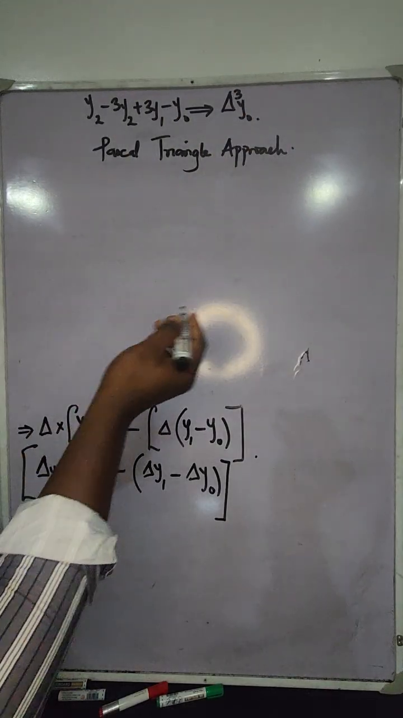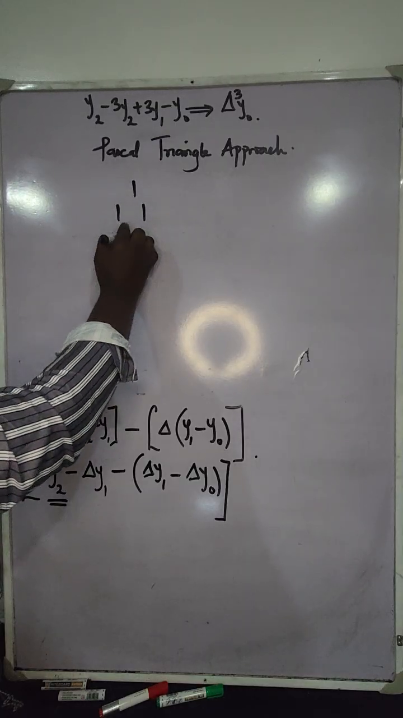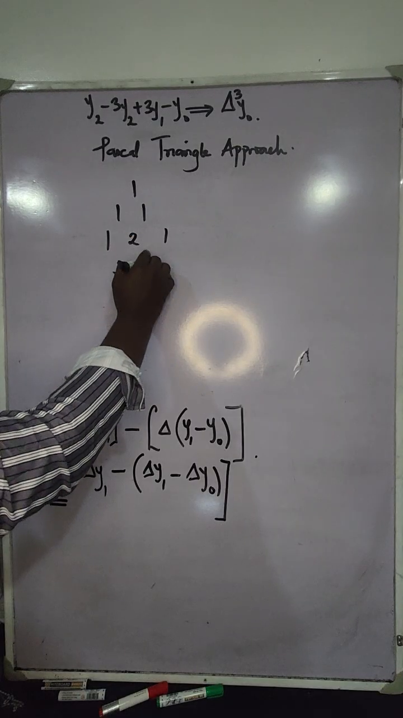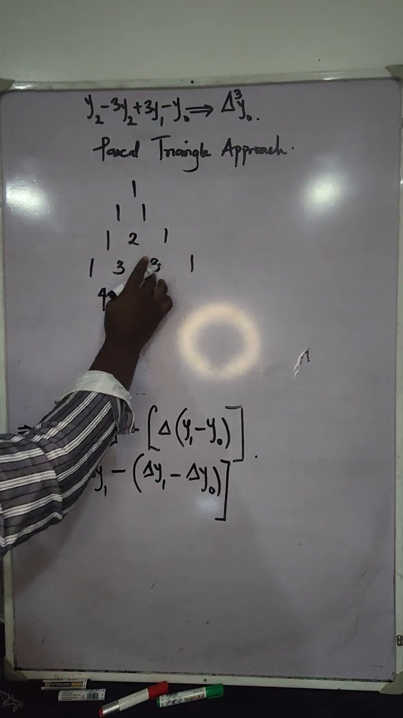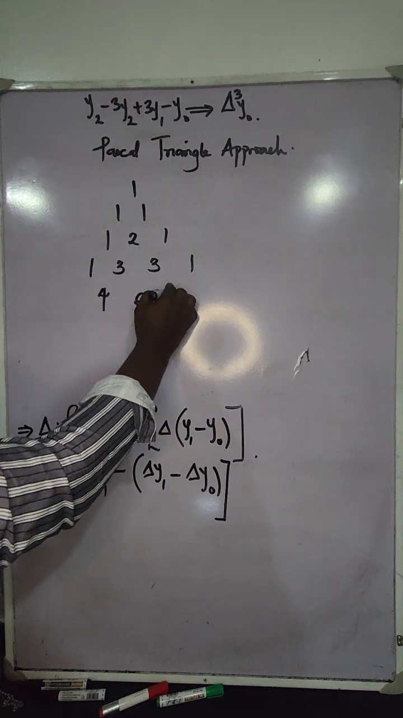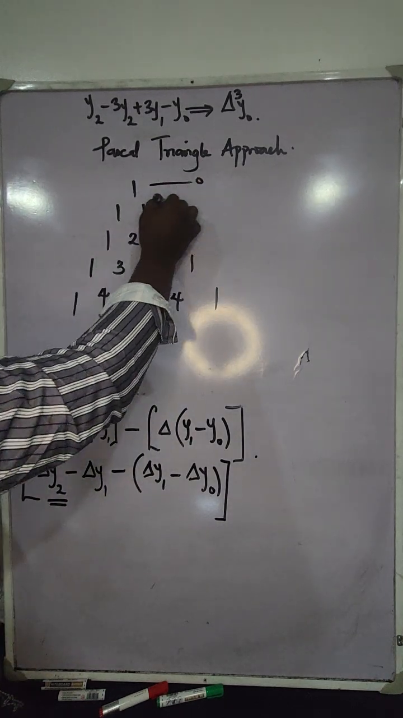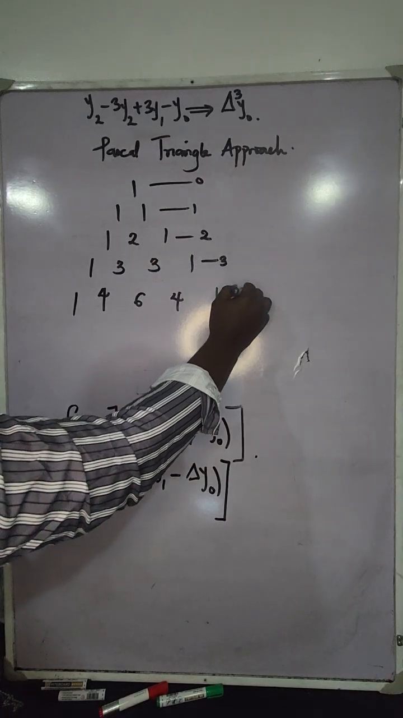Now what is the Pascal triangle? Remember, when you have 1, you have 1, 1. 1 plus 1, 2, you have 1, 1. 1 plus 2, 3. 2 plus 1, 3, you have 1, 1. 1 plus 3, 4. 3 plus 3, 6. 3 plus 1, 4, you have 1, 1. So we say this is the degree of 0, this is the degree of 1, degree of 2, degree of 3, degree of 4, right?